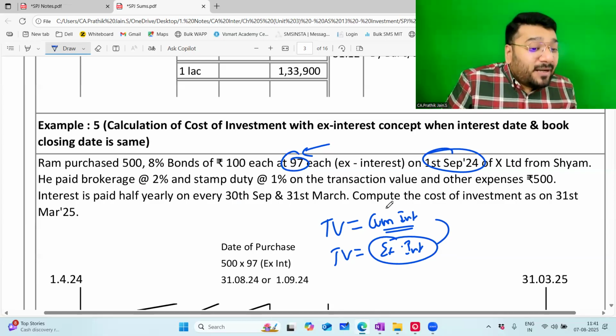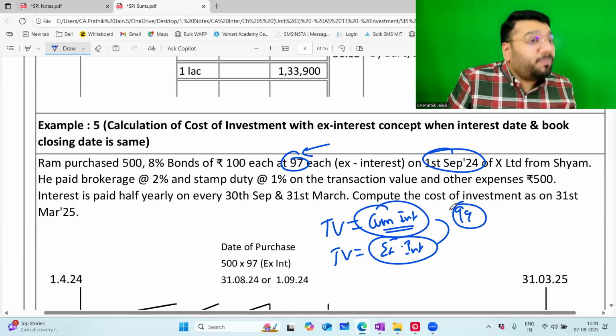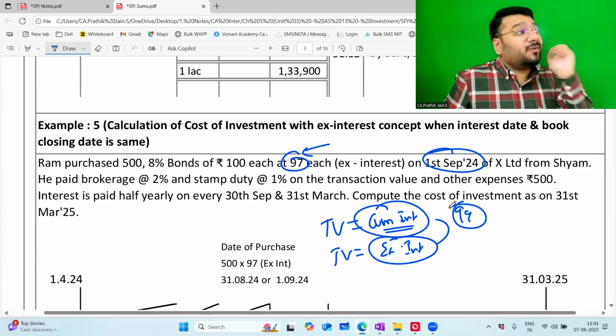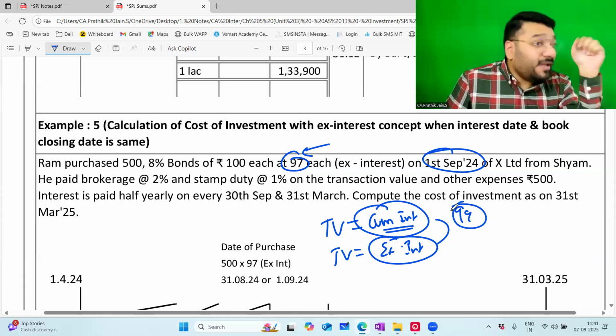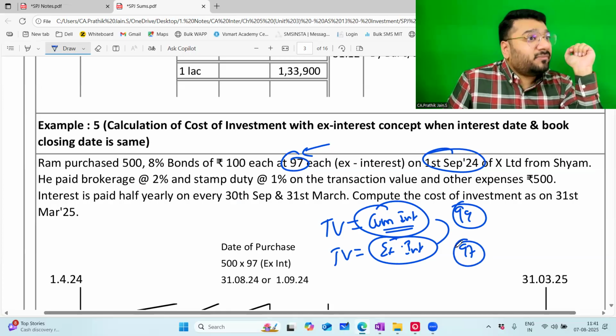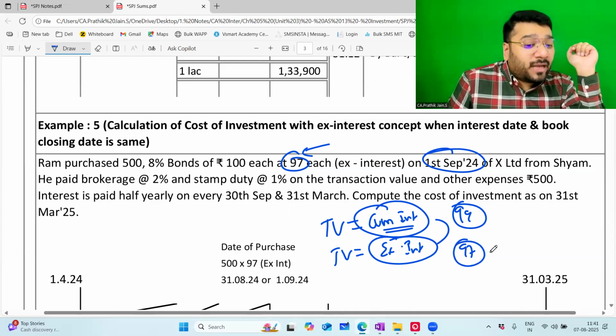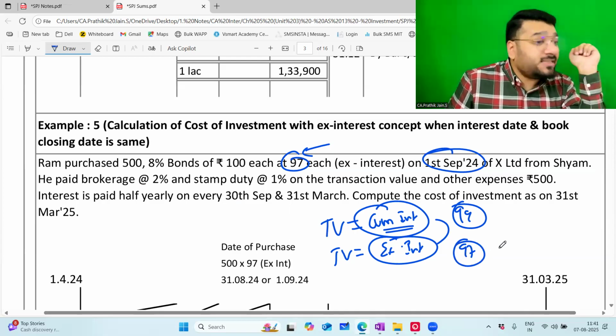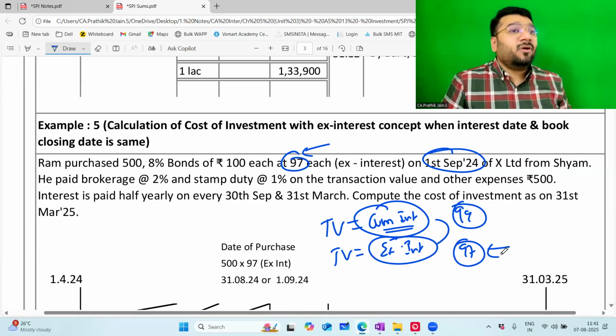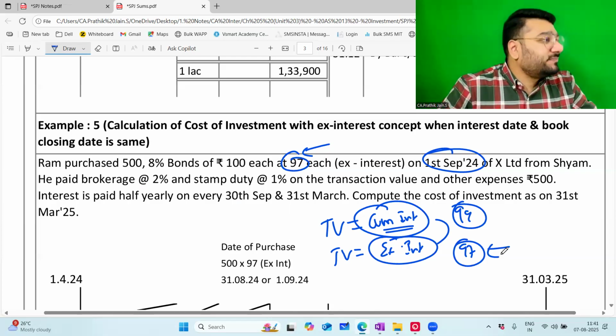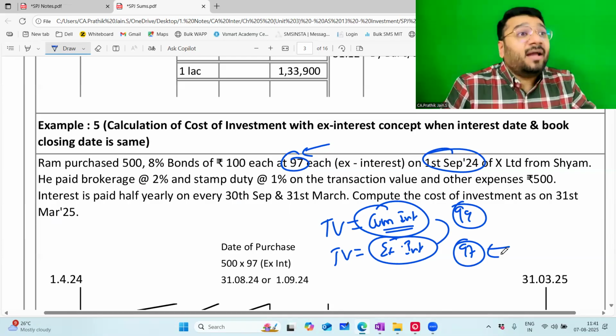So if you are doing a cum interest transaction, if you're paying 99 rupees, on the 99 rupees he will want commission. But if you're paying 97 ex interest, it means the broker is helping you to crack the deal for 97 rupees, excluding interest, so he will charge the commission on 97 only. On the 2 rupees, he will not charge commission. Now clear? Again, I'll repeat this point.